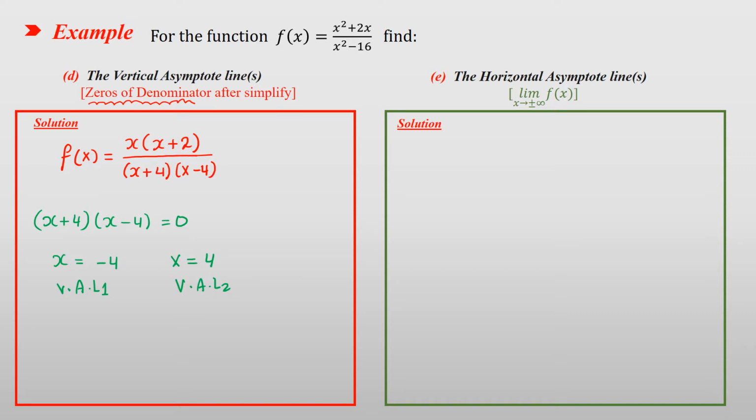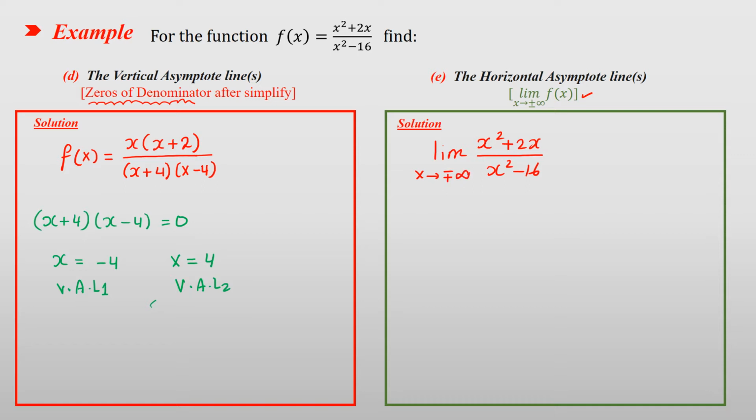For part E, find the horizontal asymptote line. To find the horizontal asymptote line, you have to find the limit of f of x when x goes to positive or negative infinity. So we have the limit of f of x, x squared plus 2x divided by x squared minus 16, when x goes to positive or negative infinity.